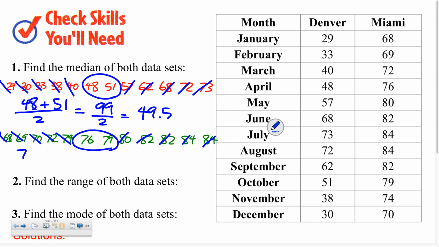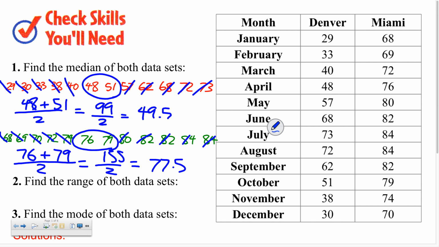I'm going to add them and divide them by 2. What's 76 plus 79? What is it? 155 divided by 2. And what is 155 divided by 2? 77 and 5 tenths. So we have our medians. You guys agree? We're good?